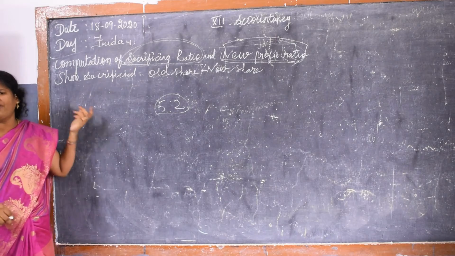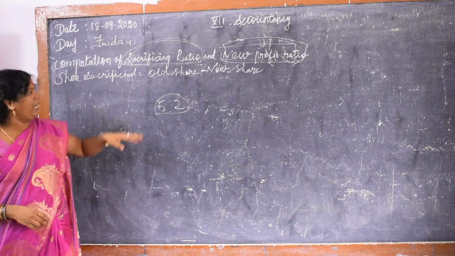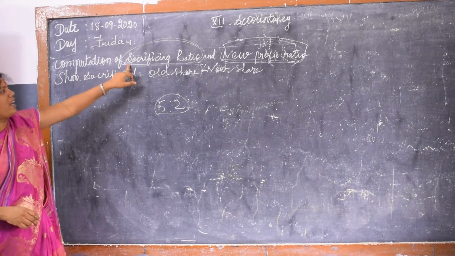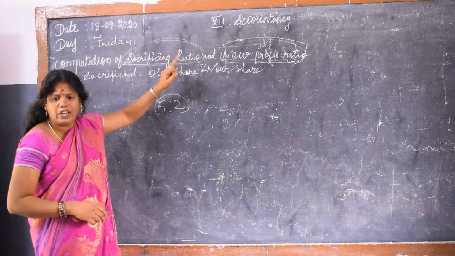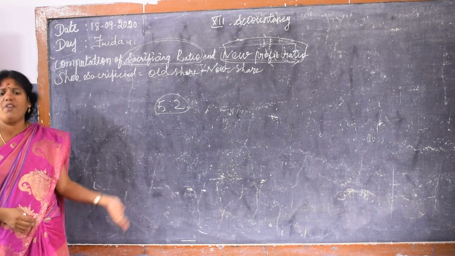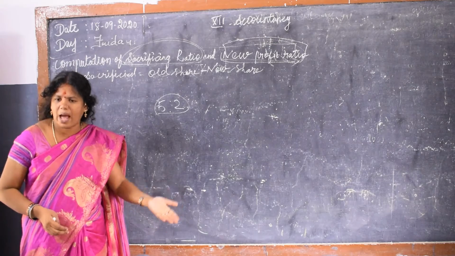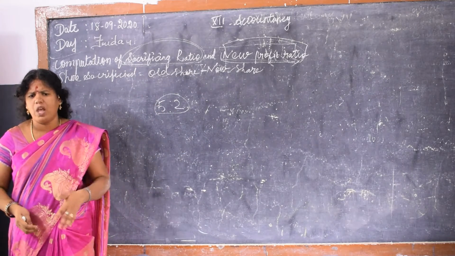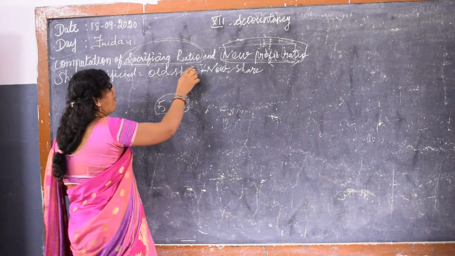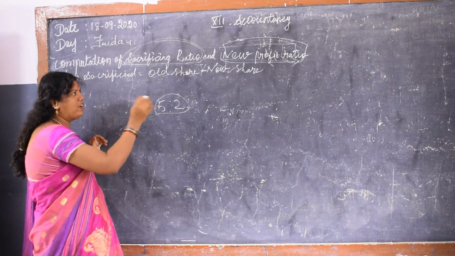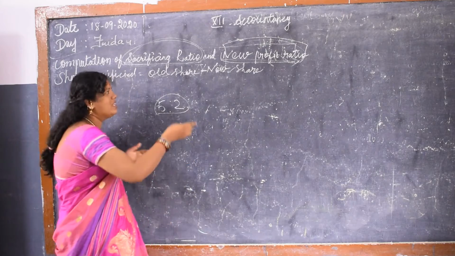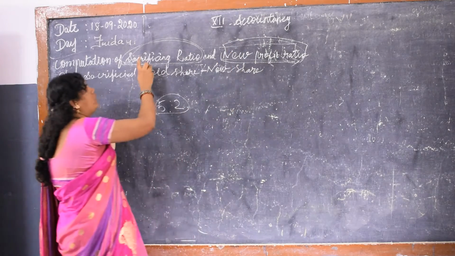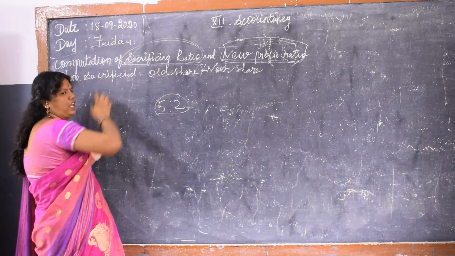You can ask why we are finding out the sacrificing ratio. See, if the old partners are sacrificing their share when a new partner is entering into the business, he will bring the capital. At the same time, he has to bring the goodwill for the firm. When an old partner has sacrificed and a new partner is bringing in goodwill, this goodwill will be distributed on the basis of the sacrificing ratio.